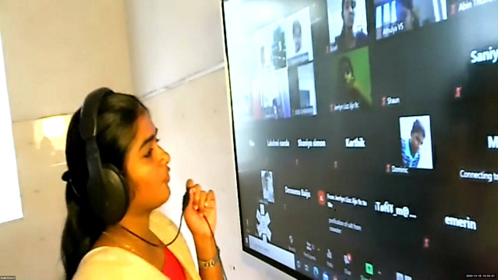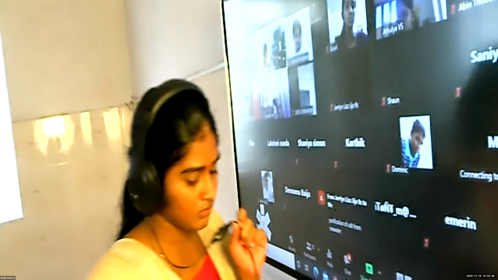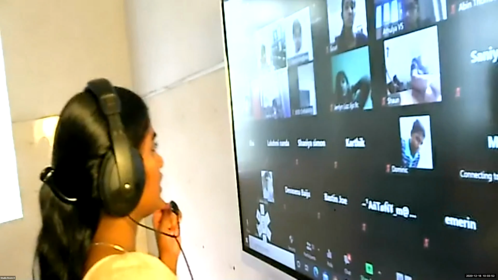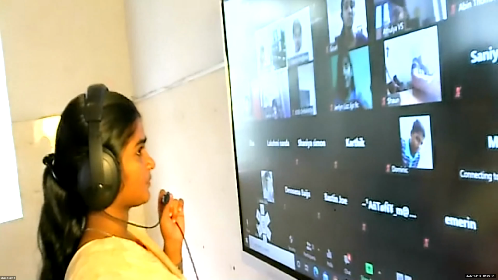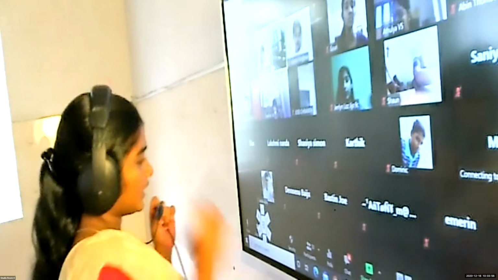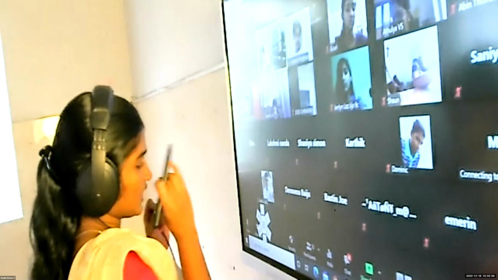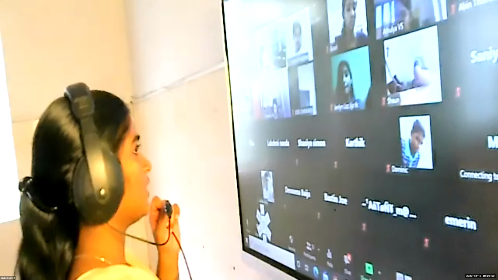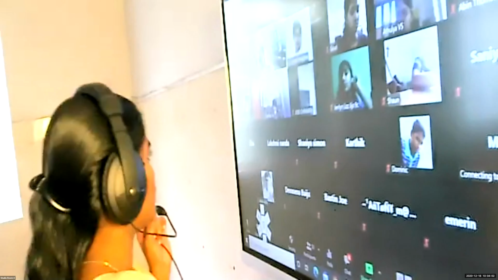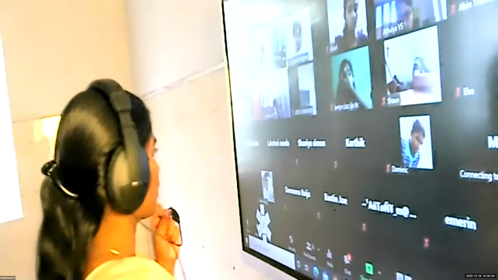Then give one example for a physical change. Dominic, give one example for a physical change. Dominic, Karthik, Shania, Devasena, Bastin, Anthony, Maxi, Emerin, Abin, all of you switch on your videos if there is no network problem, okay?